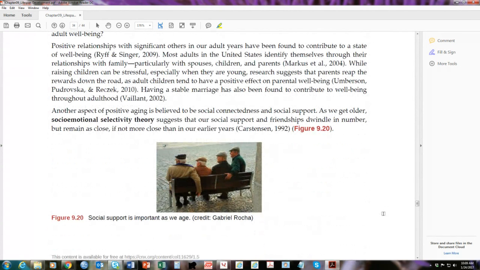Socio-emotional selectivity is just the idea that we need this social support. Social support is very important, especially as we get older.